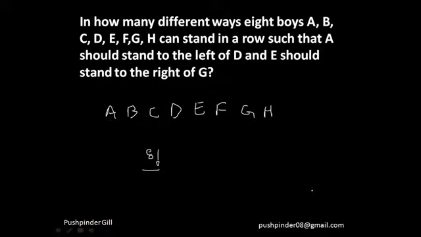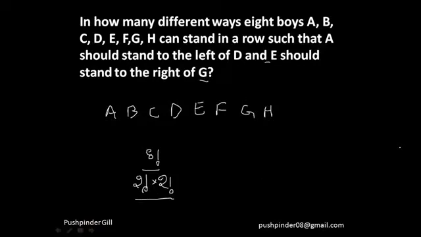Other way of looking at it is half the number of ways A would be standing to the left of D and half the number of ways A would be standing to the right of D. So I have to divide it by 2 factorial, right? Similarly, E should stand to the right of G. That means there is a condition on 2 words. That means I have to assume them to be identical and then I can divide it by 2 factorial. So this over here is my answer.